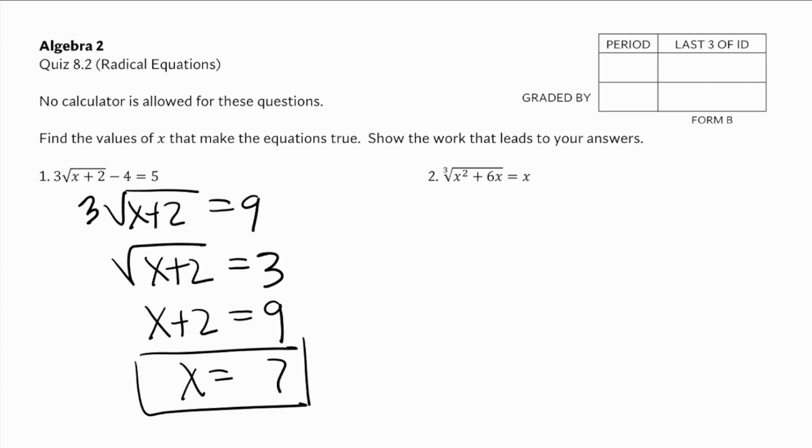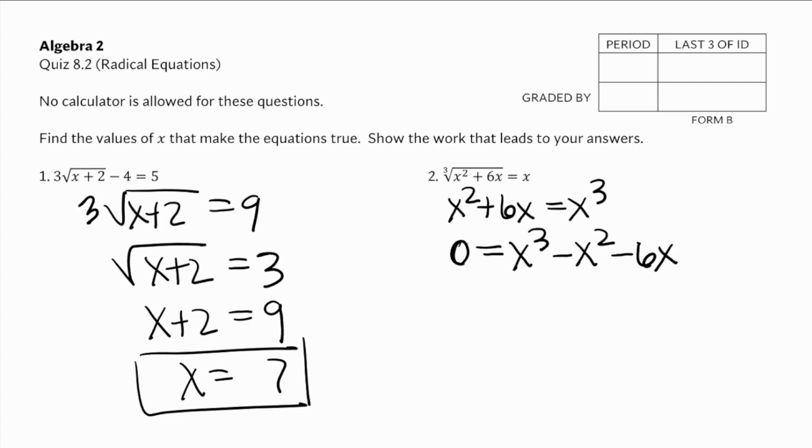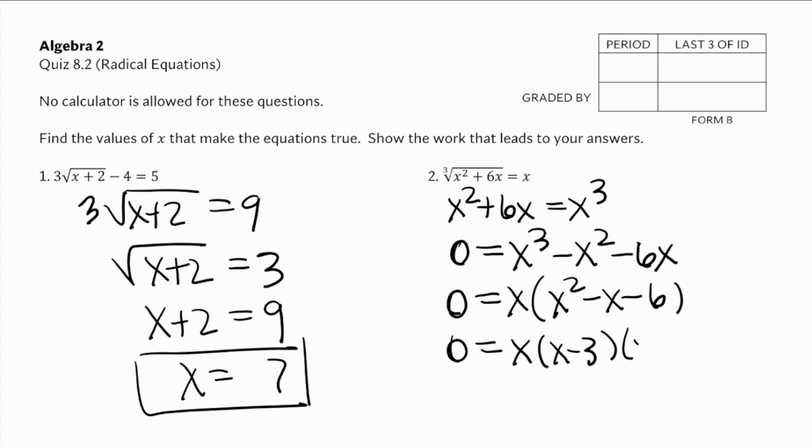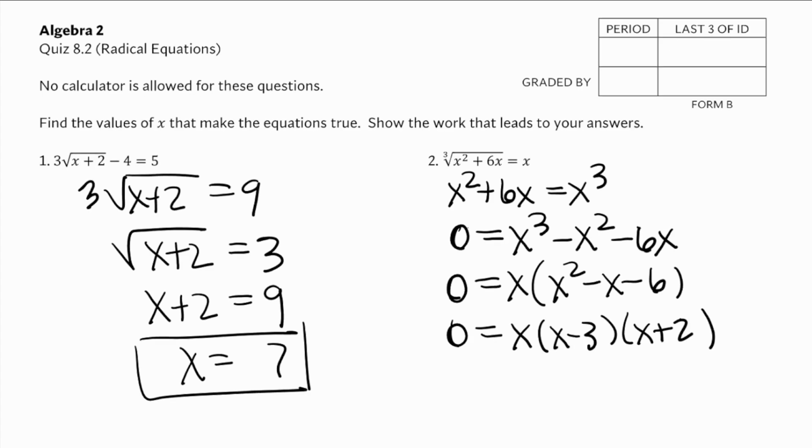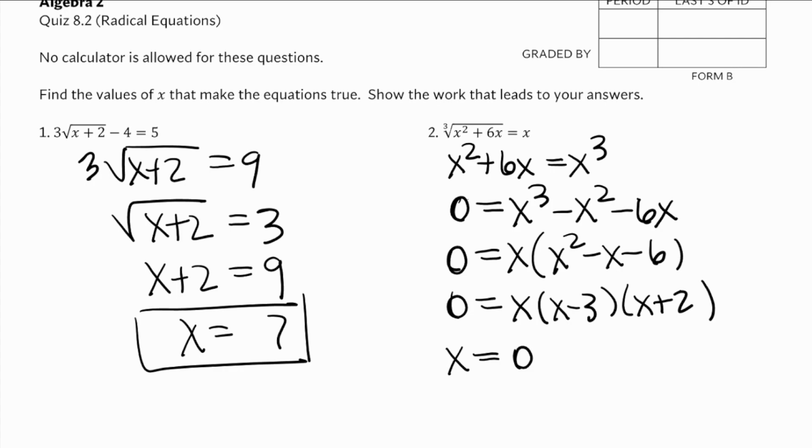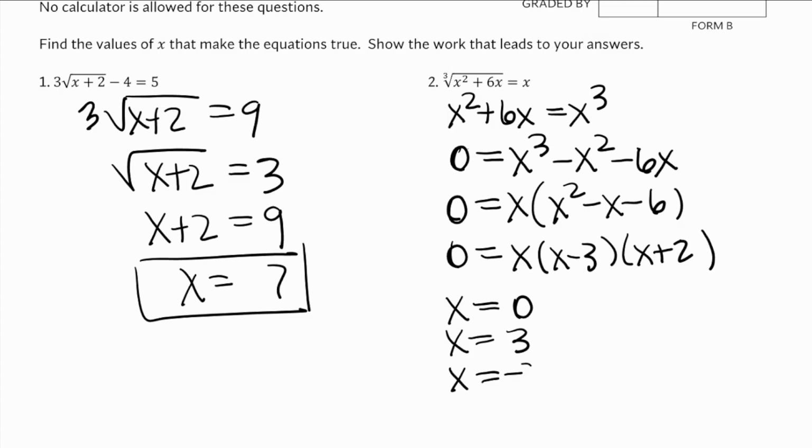For here, I'm going to start by cubing both sides of that equation. But cubing both sides does not require us to check our answer. Okay, so I'm going to say 0 equals x to the 3 minus x to the 2 minus 6x. I'm going to factor out that x. I'm going to think of two numbers that multiply to negative 6 and add to negative 1, and that will be negative 3 and positive 2. And then I'll be getting, okay, maybe x is 0 from the first factor, maybe x is 3 from the second factor, or possibly x is negative 2 from the third factor. Those will be my 3 solutions.